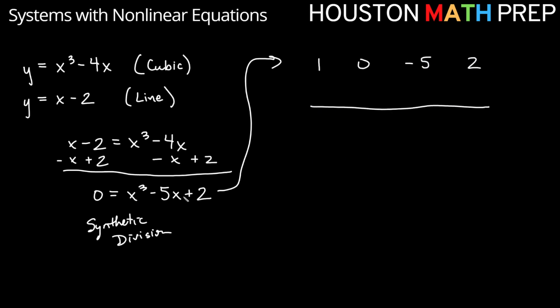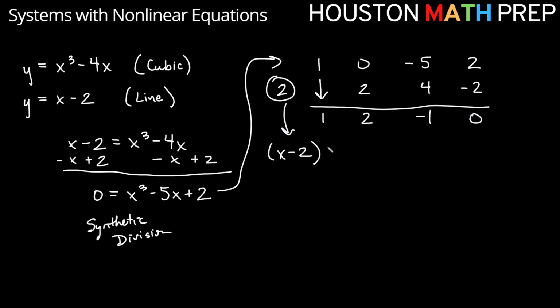Okay, and if I'm doing synthetic division, I know that 2 is a 0, so I'm going to go ahead and use 2 here. And you'll notice 1 times 2 and add, and 2 times 2 and add, and negative 1 times 2 and add, and I get a remainder of 0 there. So what we might notice, this means x minus 2 is a factor. What's left over would then be represented by 1x squared plus 2x minus 1.